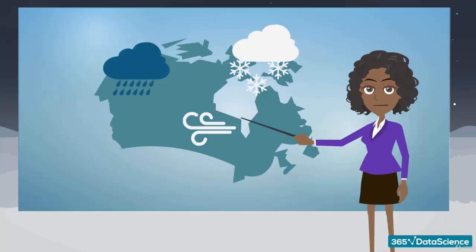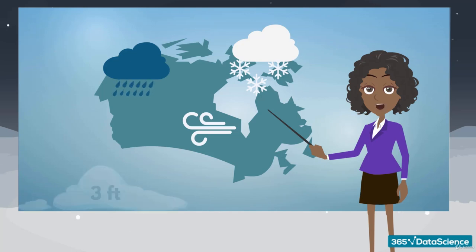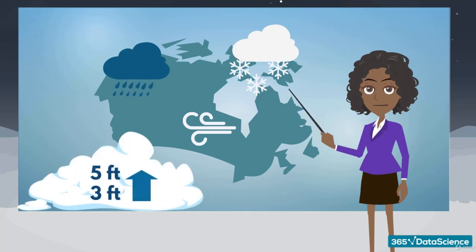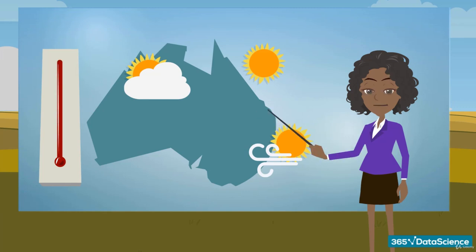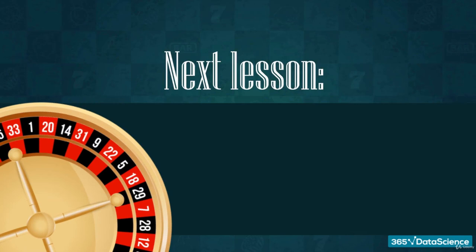That is why we often hear statements like, expect between 3 and 5 feet of snow tomorrow morning, or temperatures rising up to 90 degrees on Wednesday. In the next lecture, we are going to show you how to make reasonable predictions about the future using the probability frequency distribution.